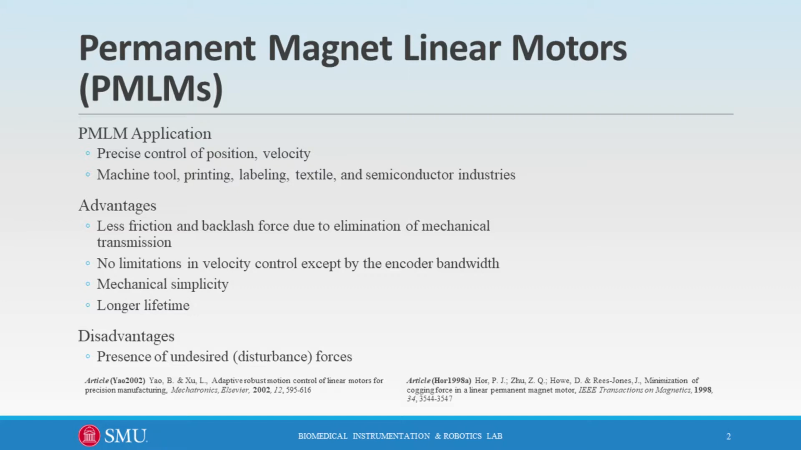The advantages of permanent magnet linear motors are they have less friction and backlash forces due to elimination of mechanical transmissions, such as gears, and they have no limitation in velocity except the limitation that is imposed by the encoder's bandwidth, and they have mechanical simplicity and longer lifetime. A major disadvantage is that they present a lot of disturbance forces against the desired force, which are not desirable in permanent magnet linear motors.